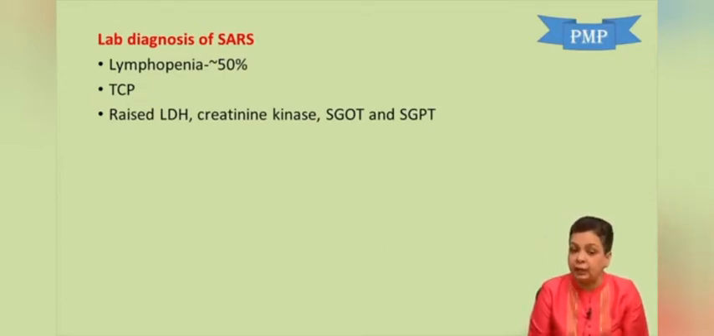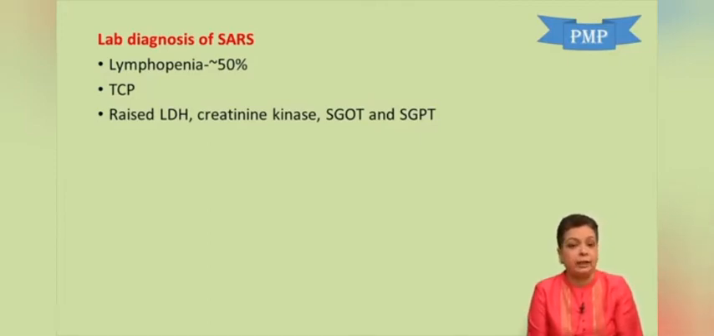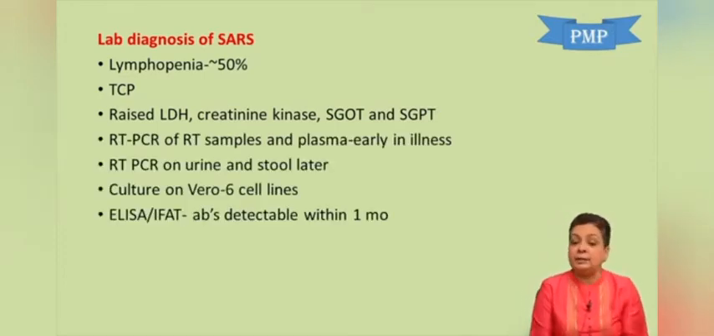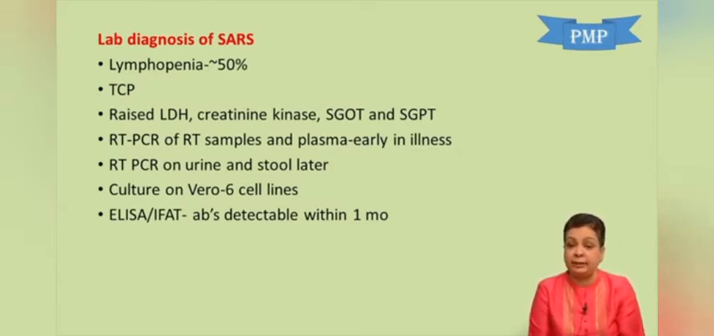Lab diagnosis of SARS: lymphopenia is seen in about 50%, thrombocytopenia, raised LDH, creatinine kinase, SGOT, and SGPT. RT-PCR of the respiratory tract specimens as well as of plasma is very sensitive. Early in the disease, we will detect the virus in plasma and respiratory tract. We can also do RT-PCR in urine and stool later.